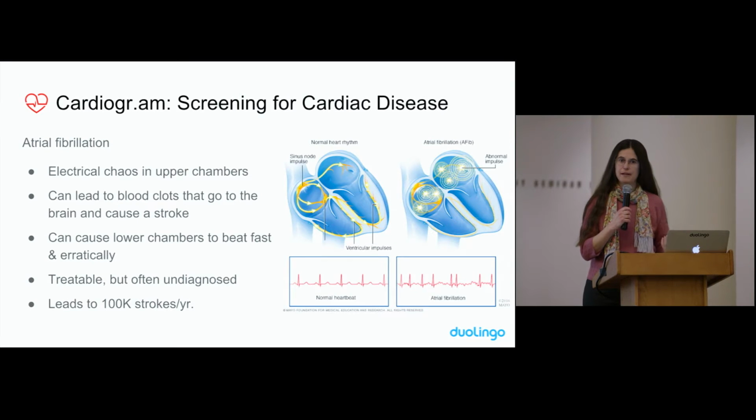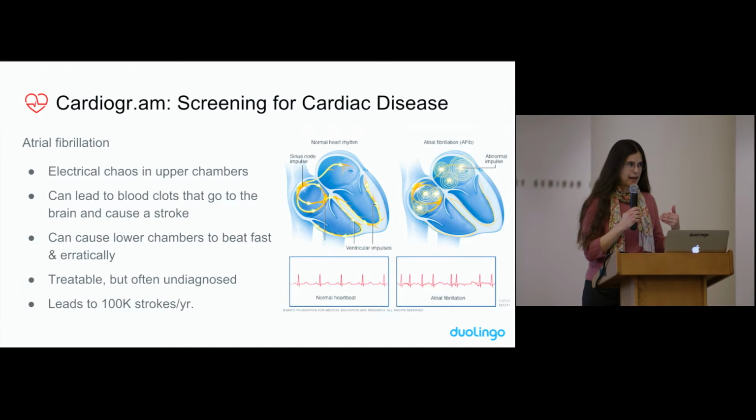The other thing you can do with this app is you can opt in to sharing your heart data. And this is where I think things get really interesting. Cardiogram uses the heart data from hundreds of thousands of its users to build models to screen for cardiac disease. One of the diseases they're looking at is an ailment called atrial fibrillation.